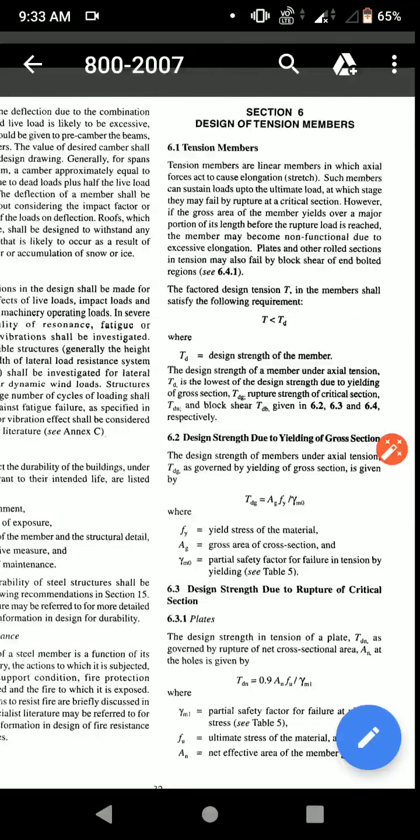Good morning everyone. In this video we will discuss the design procedure and formulas of design of tension members. All the formulas and the design procedure are there in IS 800 2007, page 32.